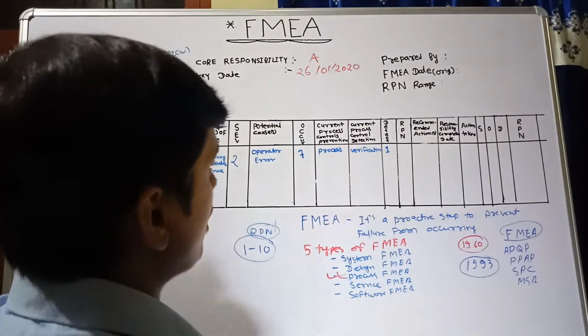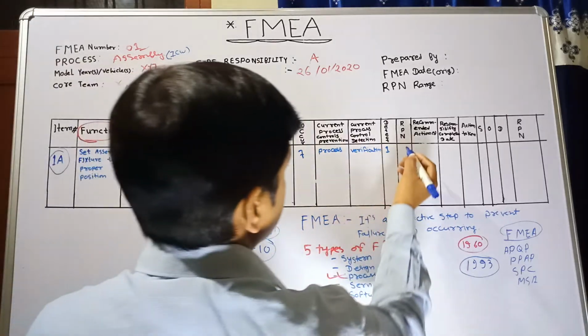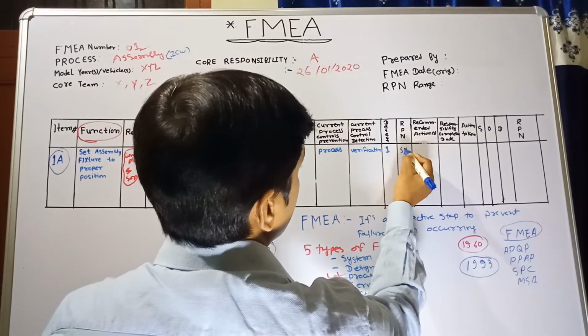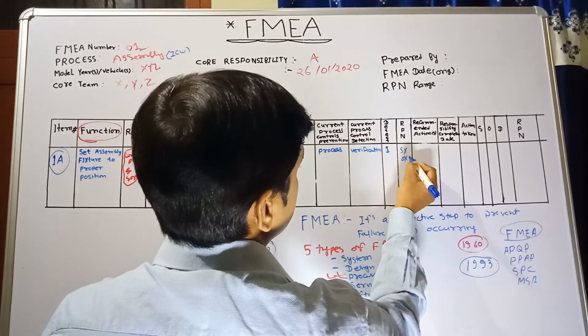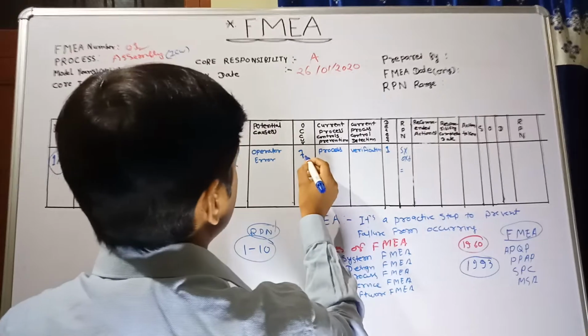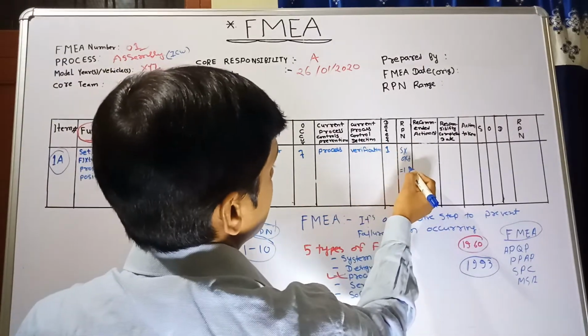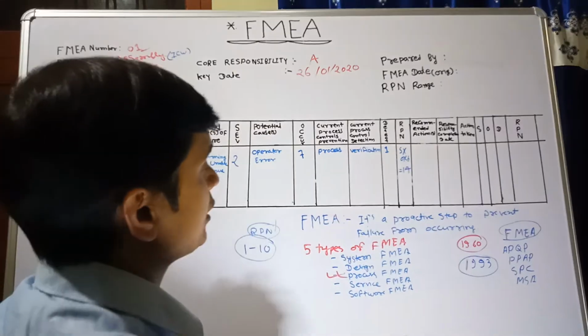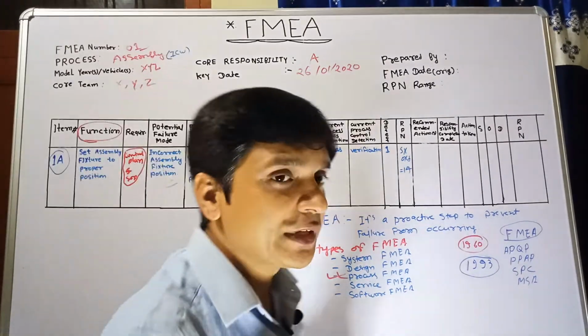At this situation your RPN will be the multiplication of severity, occurrence and detection. So here severity, occurrence, detection is 2 into 7 into 1, 14 is your RPN number. Recommended action: what action will be taken?